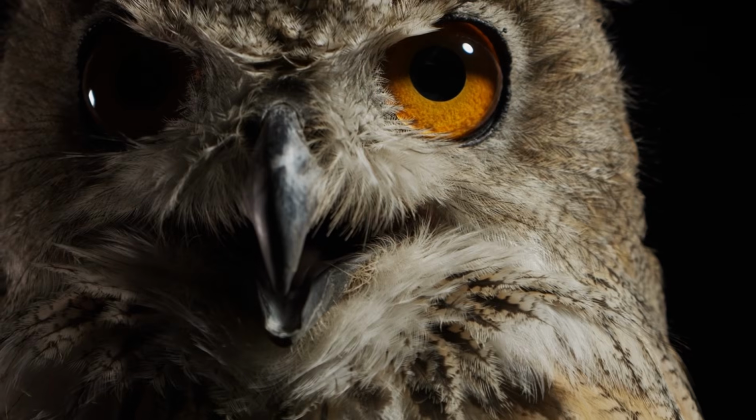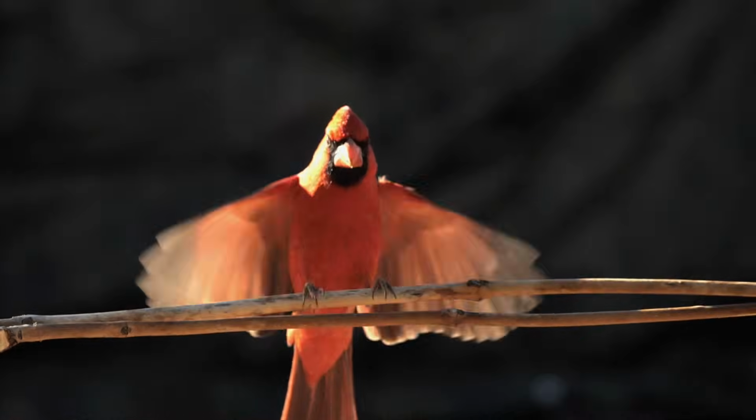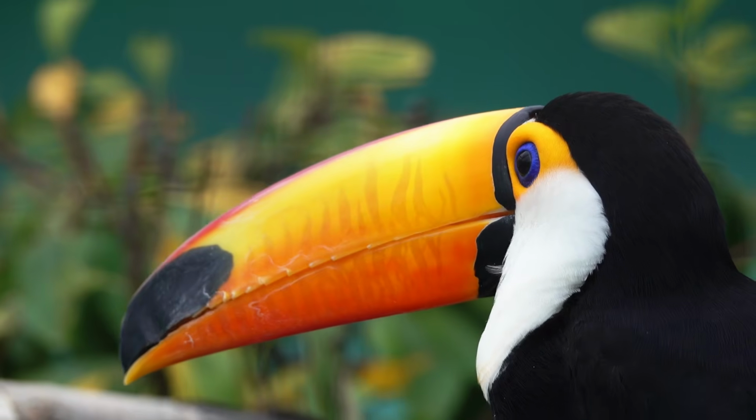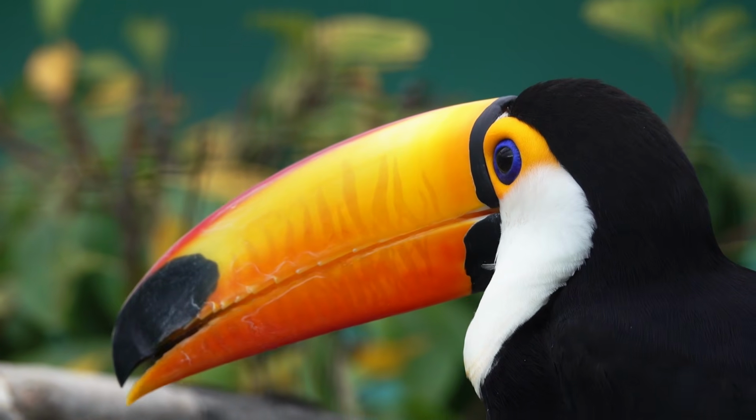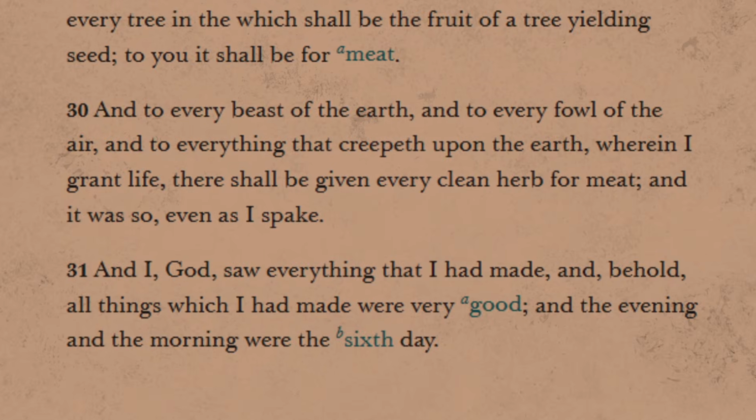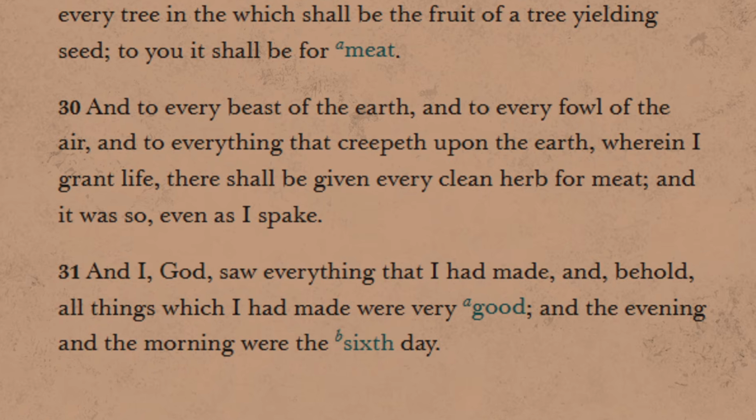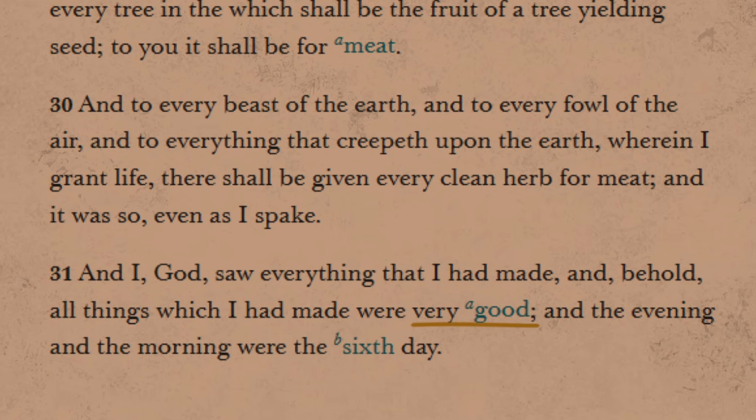If you just chose one of those birds and then took a closer look, you zoomed in, you saw their eyes, the feathers upon that bird, how their feet were created, the exact things they were given to survive in their environment. We then stand in awe of the Lord's creations. Every detail mattered. One of my very favorite phrases is in verse 31, when the Lord says, "And I, God, saw everything that I had made, and behold, all things which I had made were very good."